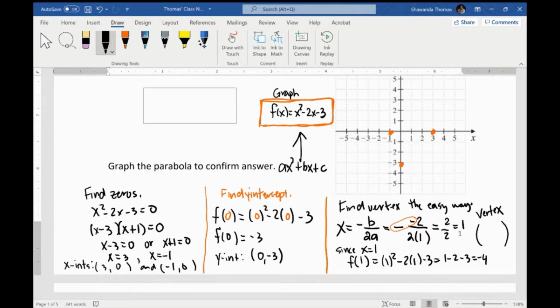As a point, x is 1, and then y is negative 4. All right, that's the easy way to find the vertex. So 1, -4. As you can see, it's farther down. What is the vertex really? The vertex here is the lowest point. If it was upside down, it would have been the highest point. So that's a very crucial point sometimes to graph a quadratic. So I'm just going to do that.